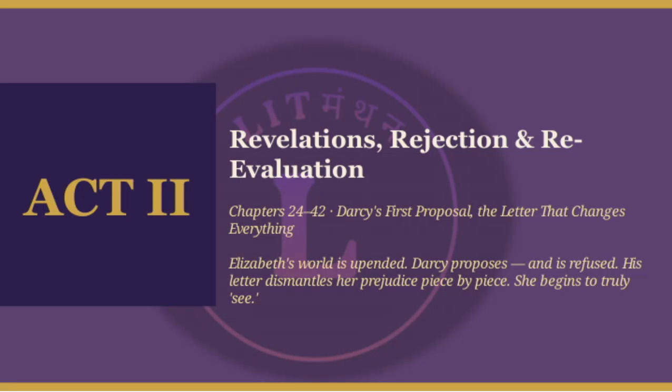Now, in chapters 24 through 42, we see a pivotal moment in Elizabeth's story, Darcy's first proposal, which of course is refused. But what's truly remarkable is what follows, the letter Darcy writes to Elizabeth that begins to dismantle her prejudices.